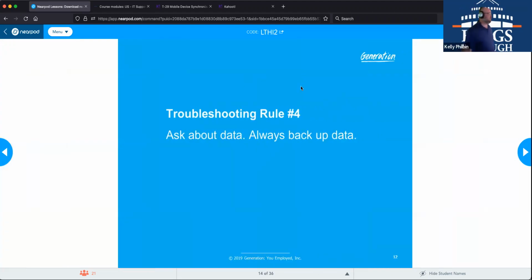Rule 4, always, always ask about data. And if it's in an enterprise setting and you are authorized to do this, you need to back up that data, because lost work is a bad thing. Remember what we said? If you lose all your data, it's horrible. If you lose somebody else's, it can be catastrophic.